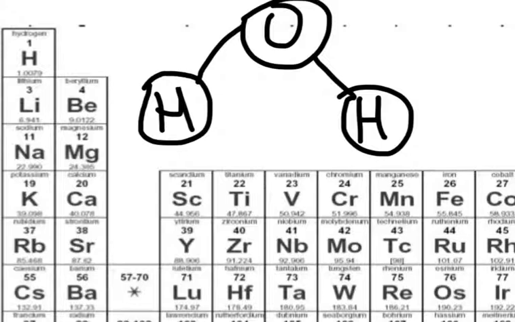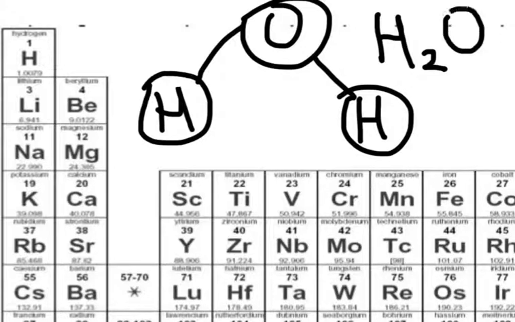We're going to start with hydrogen. How many hydrogens do we have here? Yes, we have 2. So I'm going to write H, then I'm going to put a number 2 here. And then the other element that's present in this molecule is oxygen. So I'm going to write here O for oxygen.